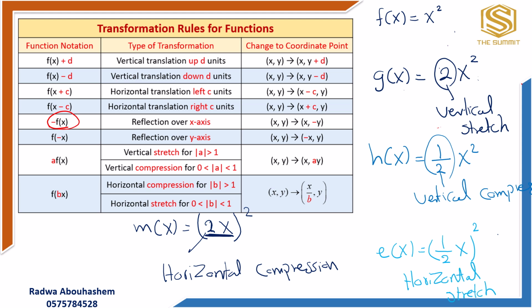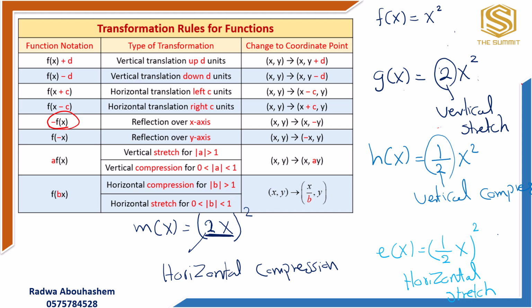So let me summarize it for you. If you are multiplying by a number greater than 1, it may be a vertical stretch or a horizontal compression. But I have to check which I have multiplied, the x itself or the whole function. If it's the whole function, it's a vertical stretch. If I multiply the x itself, it's a horizontal compression.